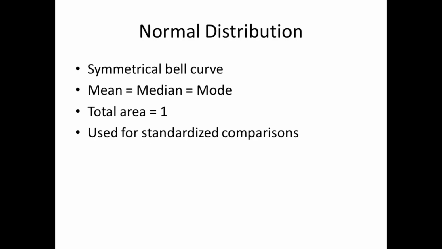Next one, normal distribution. A normal distribution is a symmetrical bell curve. Here the mean, median as well as mode are equal. The total area under the curve equals 1. It is common in test scores, heights, etc.